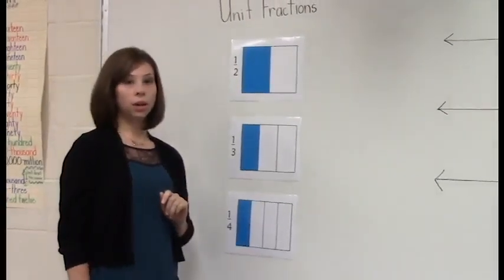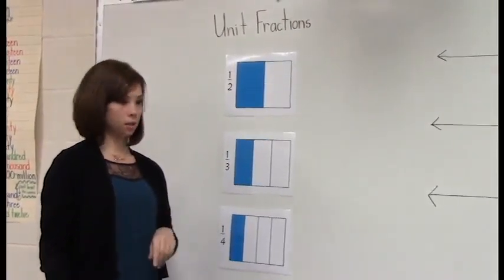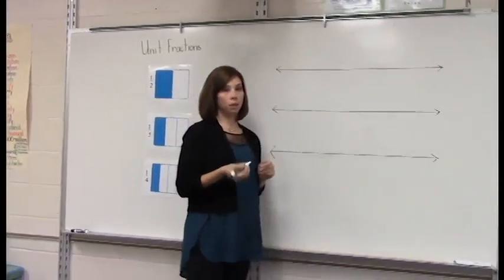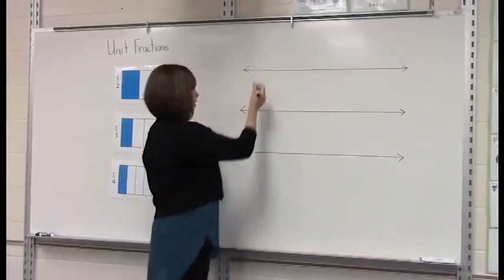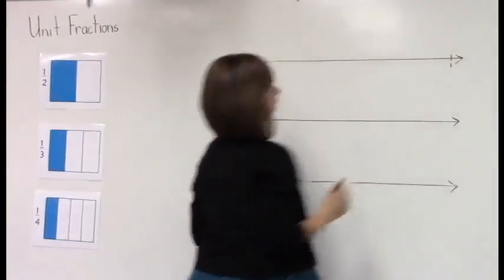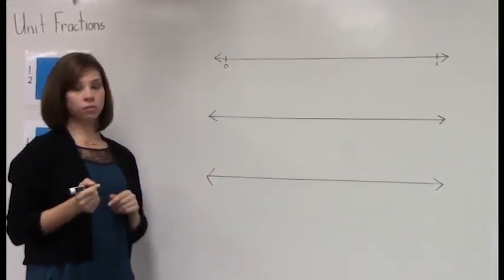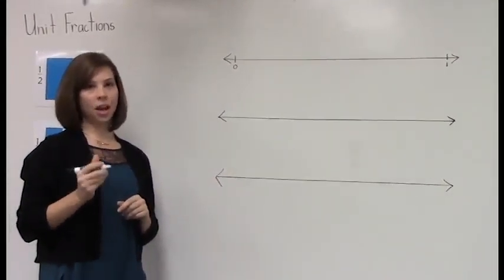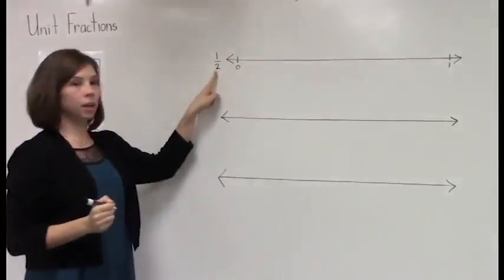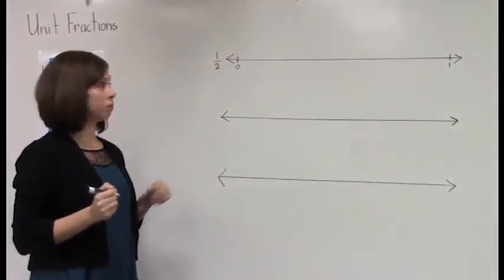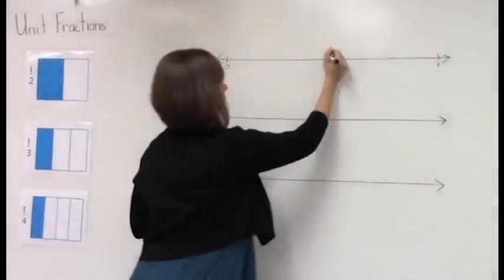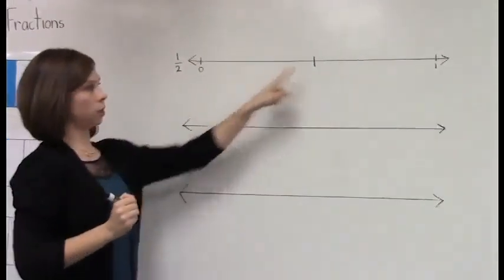Let's take a look at how we can represent unit fractions using number lines. When I'm working with a number line, my whole is represented by the distance between 0 and 1. For the first number line, I will represent the fraction 1/2. My denominator, again, tells me that I will need to divide my whole into 2 equal parts. So I'll make one cut in the middle. So I have 2 equal parts.